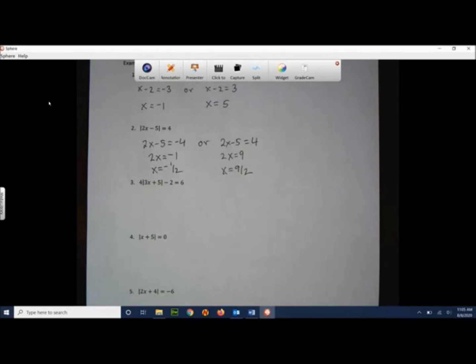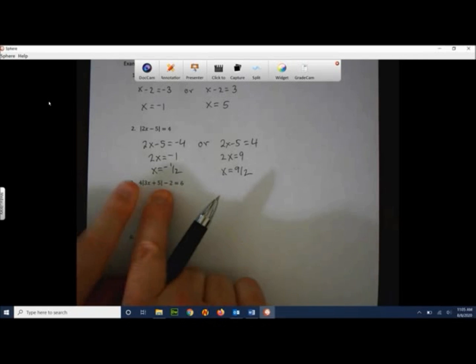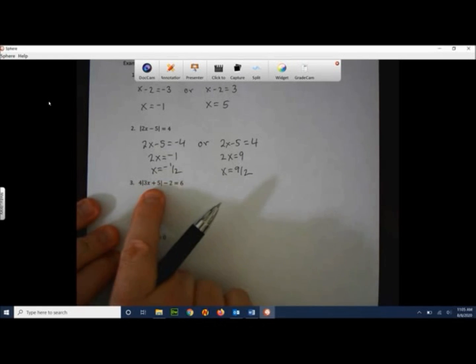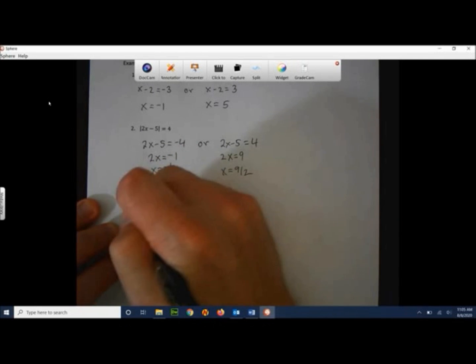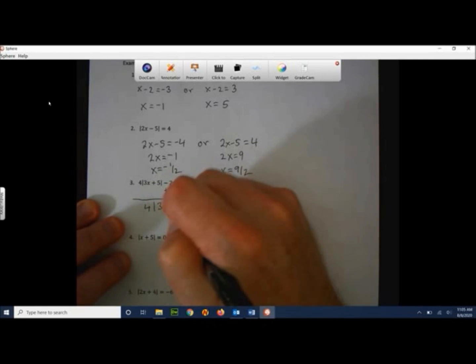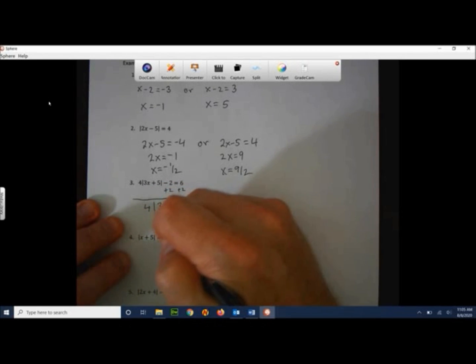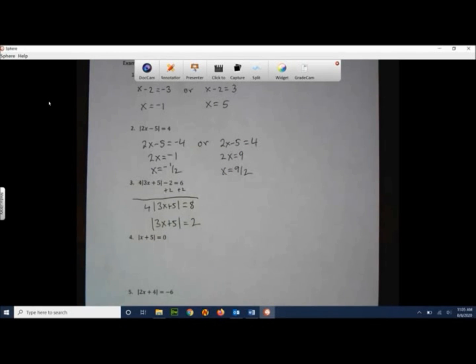All right, well, there is a little bit more to it. And a little bit more is if you have a problem like this, where we have an absolute value, but we have numbers outside of the absolute value. What you need to do first in a problem like this is you need to get the absolute value thing alone. So what I'm saying is, start by adding 2 to both sides. 4 times absolute value 3x plus 5 equals 8. And then you go ahead and you divide both sides by 4. Absolute value of 3x plus 5 equals 2. So there's your first couple steps.